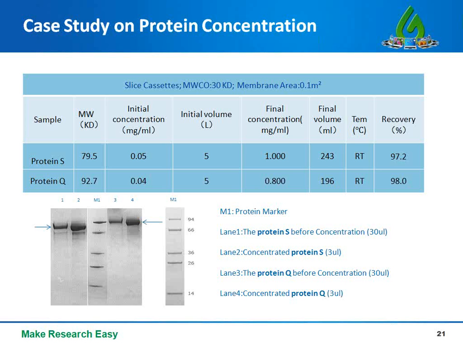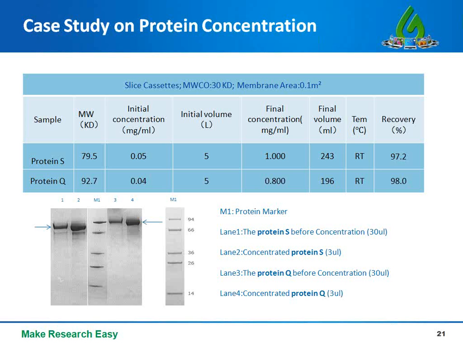Here is a case study using the slice cassette method. The membrane molecular weight cutoff is 30 kD and the membrane area is 0.1 square meters. The molecular weight cutoff should be determined by target protein molecular weight. And the target proteins S and Q here are around 80 to 90 kD. A 30 kD cutoff is pretty safe.